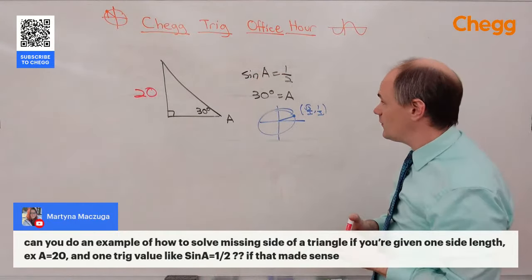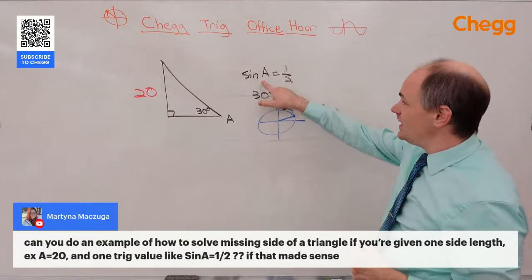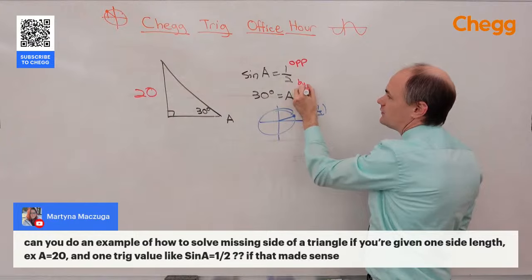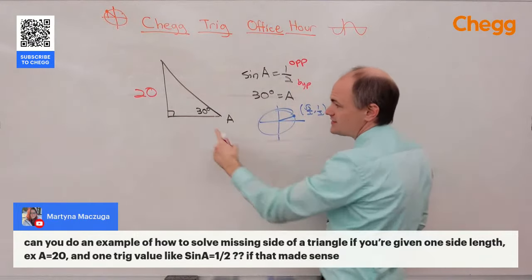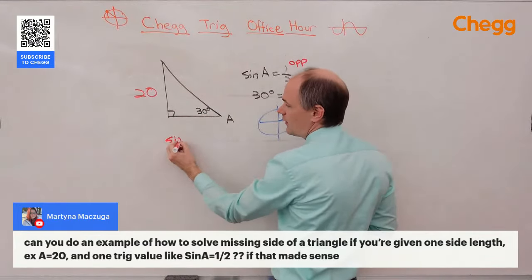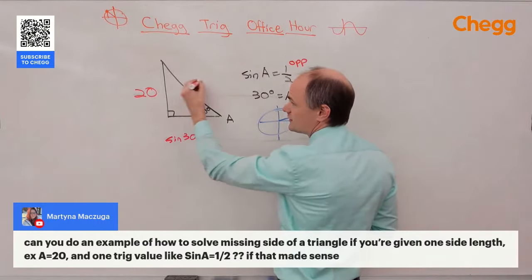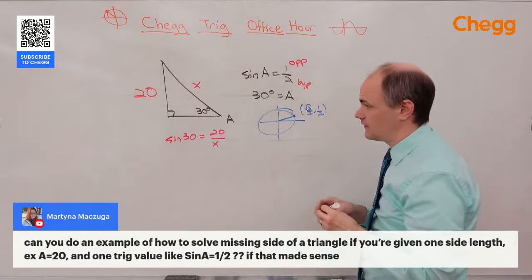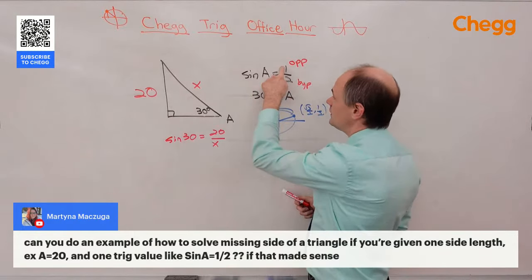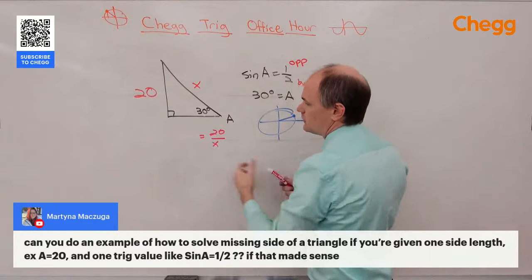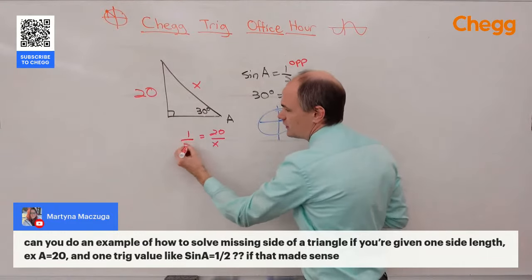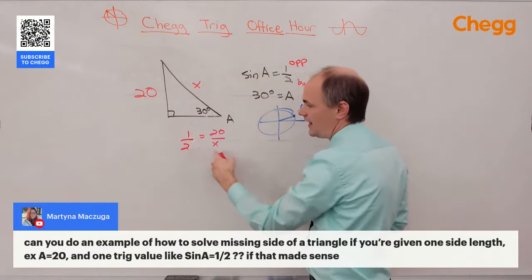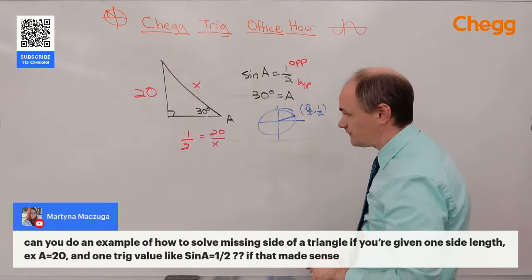And so now what's nice is because sine is opposite over hypotenuse, that means if I set up the sine of our 30-degree angle as opposite over hypotenuse, 20/x, sine we know is 1/2. So I actually didn't even need to know it was a 30-degree angle. We just know the sine of this angle is opposite over hypotenuse, 1/2, but that's 20/x.